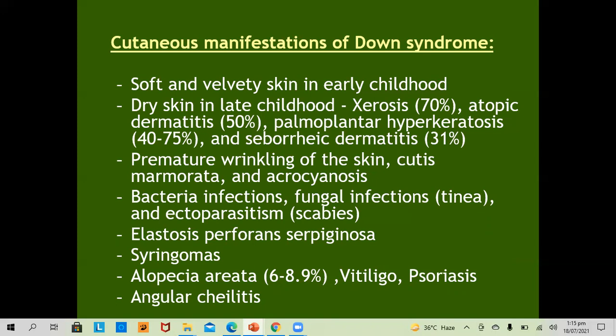Frequent occurrence of bacterial and fungal infections and scabies. Other associated disorders include elastosis perforans serpiginosa, syringomas, alopecia areata, vitiligo, psoriasis, and angular cheilitis.